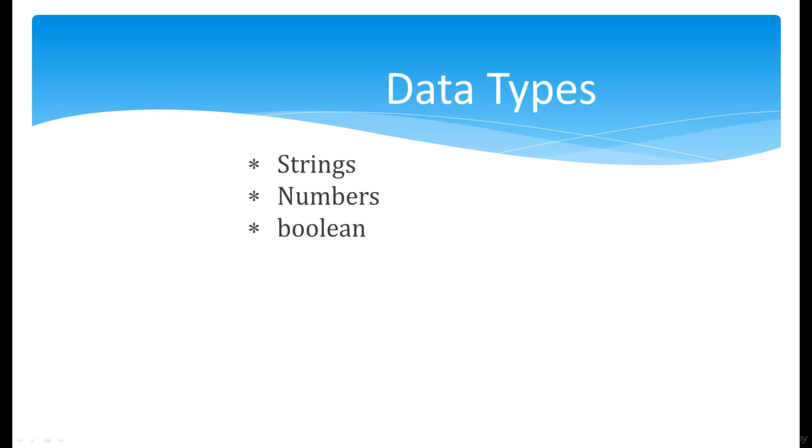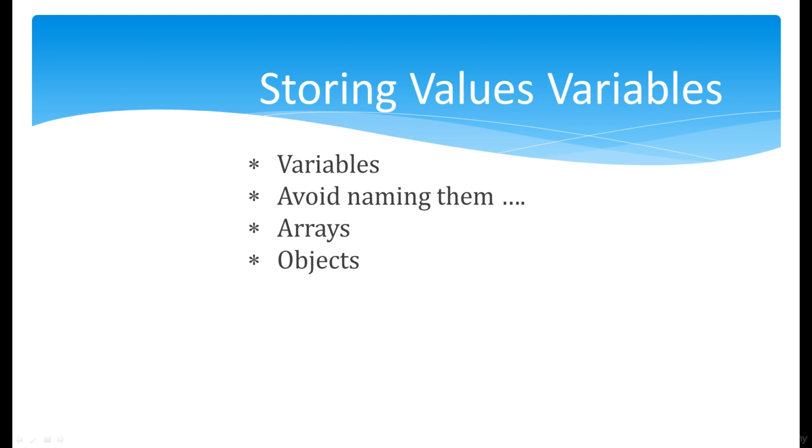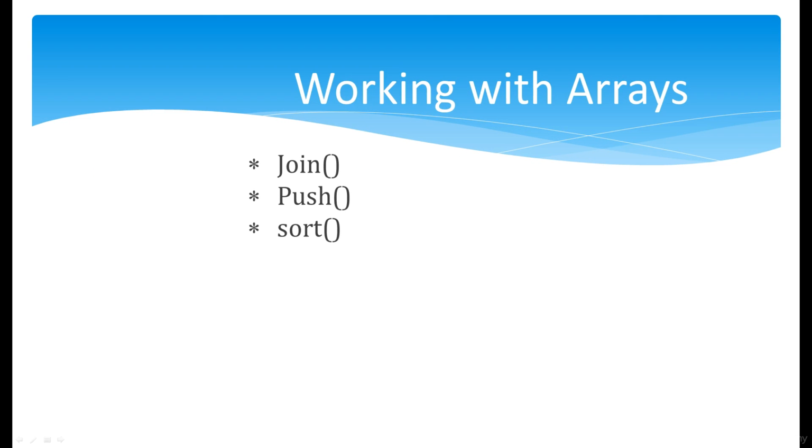Also covering different data types. So these are the fundamental core concepts of JavaScript: strings, numbers, and Boolean variables. We're also going to look at how we can store values in variables and how variables can work as containers to hold information, and what you need to look out for when you're naming them. We're also going to look at more dynamic variables such as arrays and objects and how they work within JavaScript.